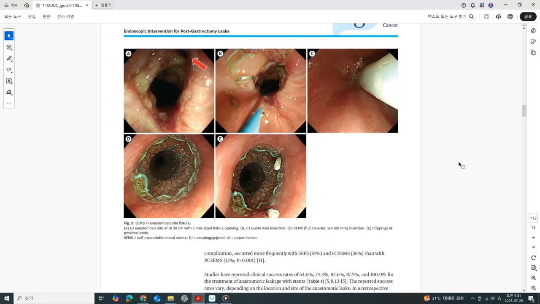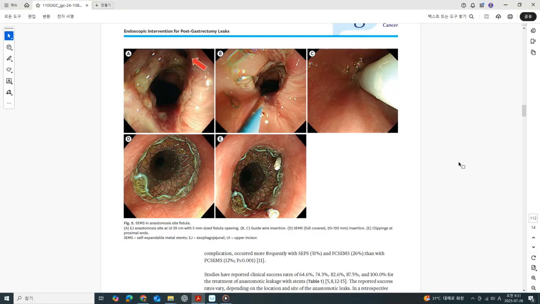Got it. Now, Figure 2 in our source material really helps visualize this process. It shows a series of images for placing a metal stent, a SEMS. In image A, you can see the leak itself, the fistula, right there at the anastomosis site. Yep, clearly marked. Then B and C show this really critical step. They're feeding a guide wire through the fistula. That gives you the path, the rail to slide the stent over.